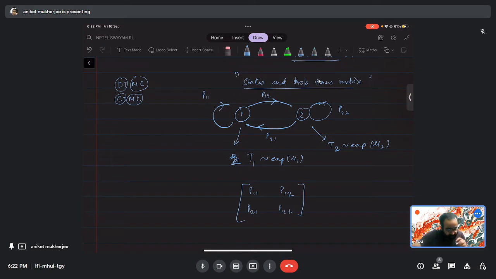Okay, and then suppose initially you always choose 1. You always start at 1. That means at time t equal to 0, how is the initial distribution? What is the probability? This is a probability function which tells you how it is distributed. So suppose I say at time equal to t, start at 1. So what would pi 0 be?